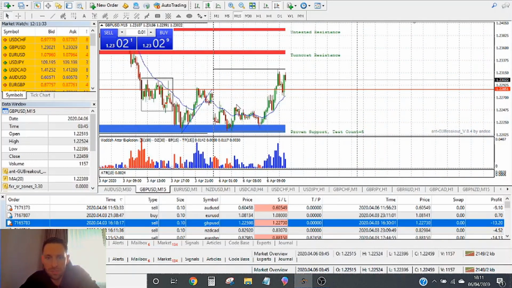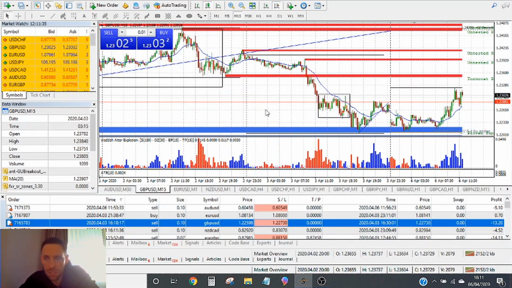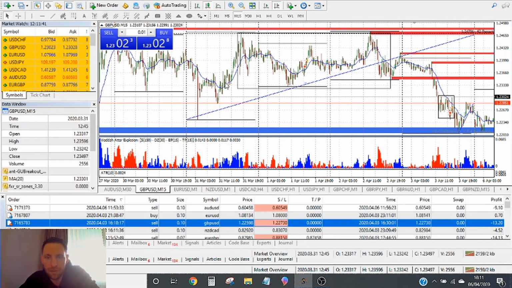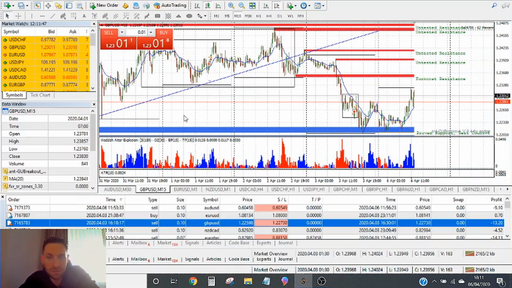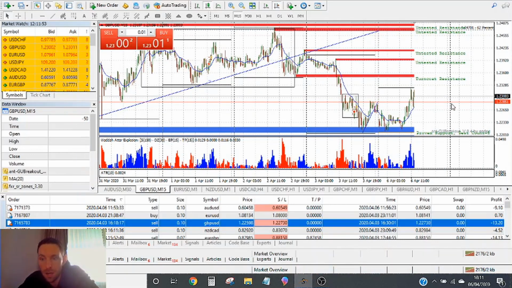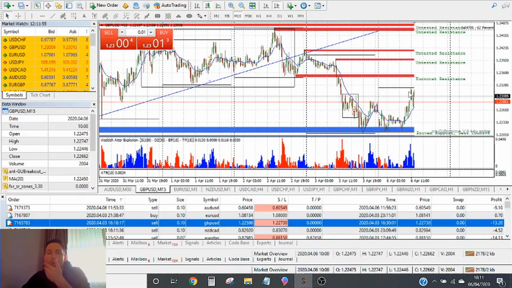On the pound dollar, I'm still going to be looking for shorts. Now may be a good time. I mean, we have definitely broken this supportive structure and retraced back up. We're back into the structure itself. So yeah, might be a good time. I'll be looking at that a bit closer today.